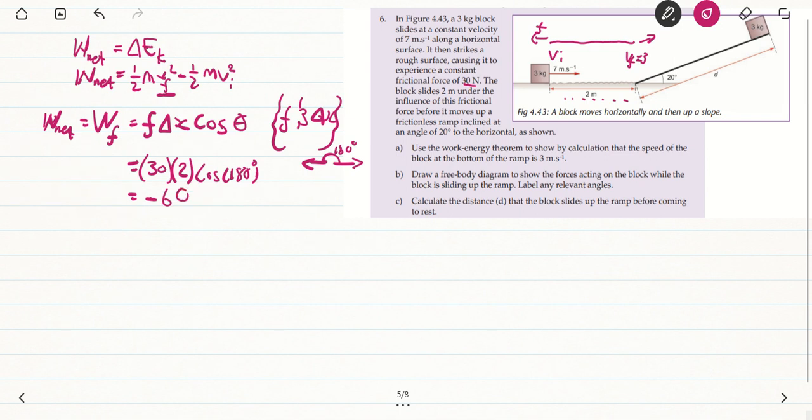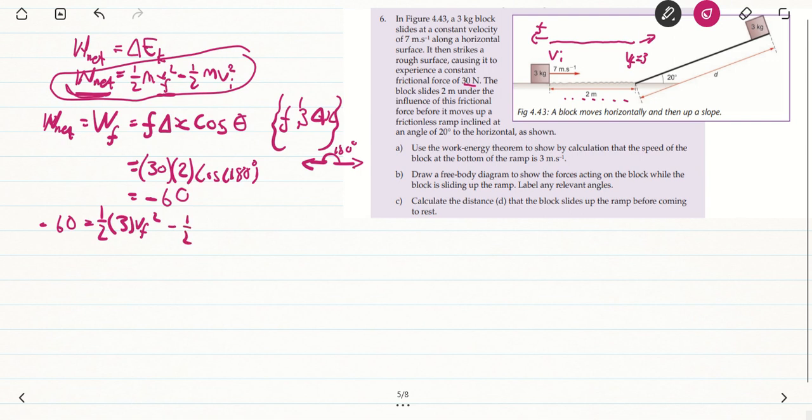Now we can take this -60 and put it here on W net. As a result, we're going to have -60 is equal to 1 over 2. Remember, we are using this equation now. So it's going to be 1 over 2, and the mass is 3 kilograms, we're given. V final is exactly what we want to find.